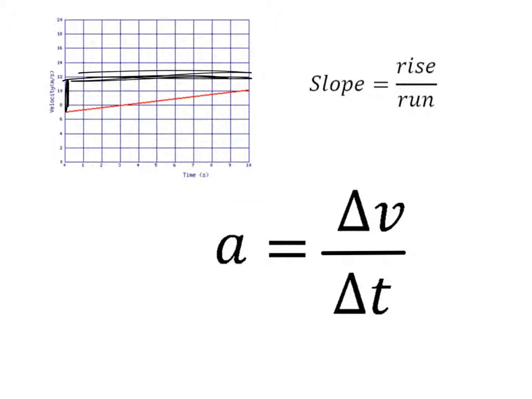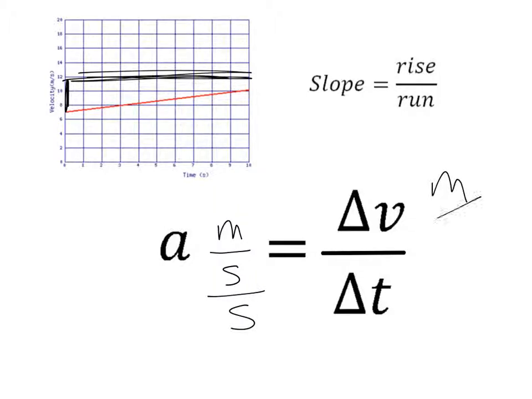Let's check the units. Acceleration is meters per second per second. Velocity is meters per second, and time is seconds. So the units check out.